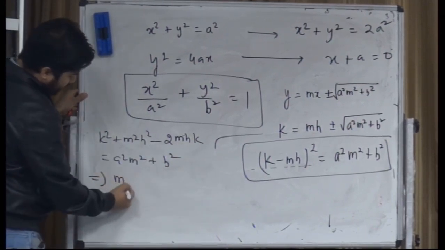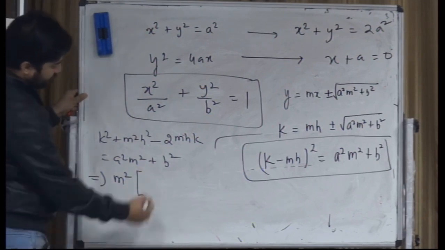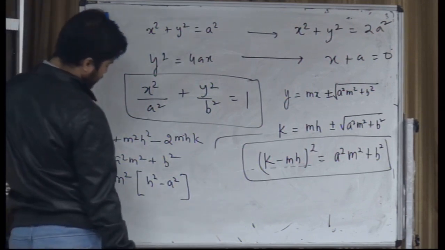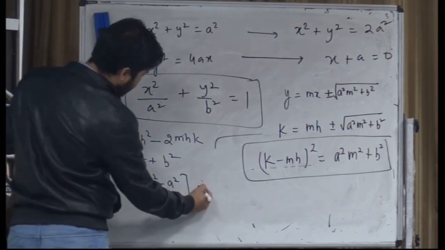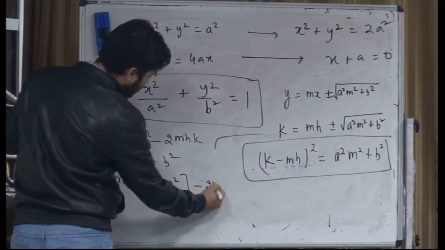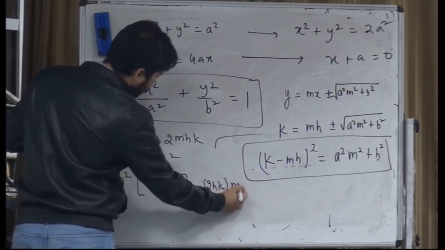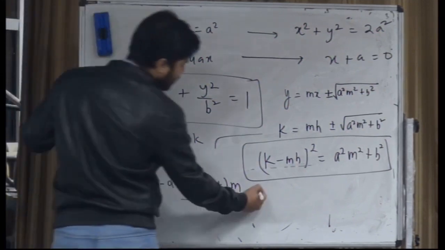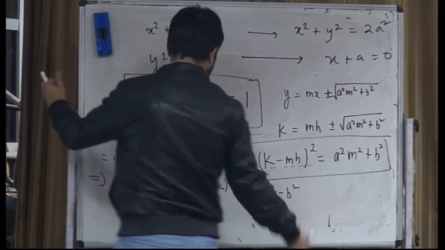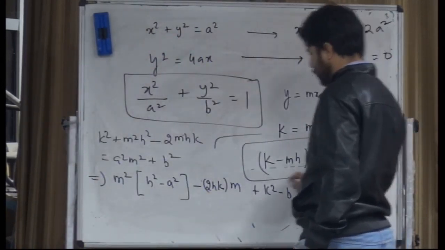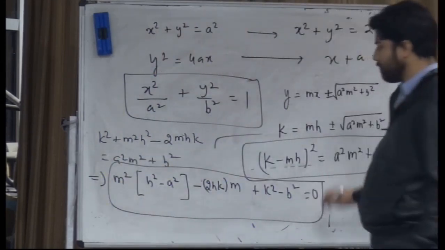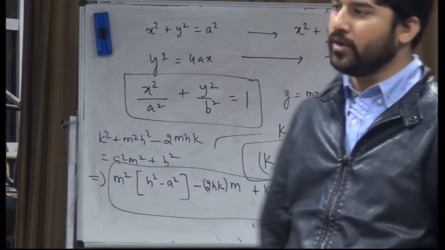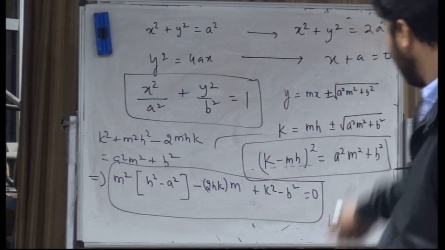Rearranging it, m square common taken, what became? h square minus a square. Then m common taken, minus 2hk, m, right. And what are the constants? k square minus b square is equal to 0. This is the quadratic equation in m. You will get two m's always, which is passing through h comma k. From h comma k two tangents will always be made, right? These are the two tangents.